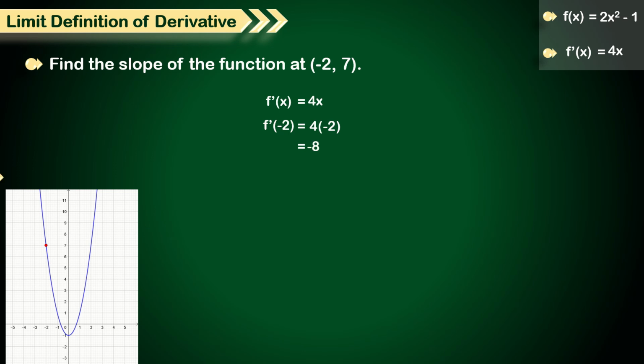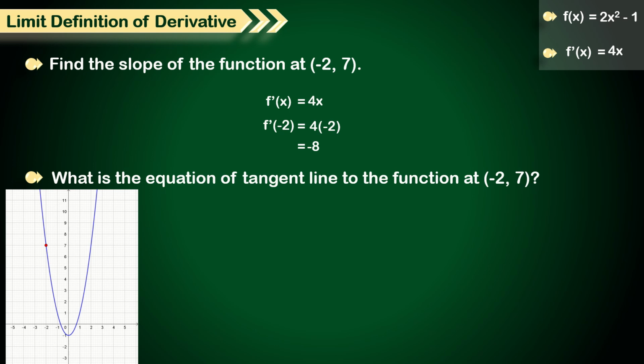In connection, what is the equation of the tangent line to the function at negative 2, 7? Like in the previous example, use point-slope form. In this example, y and x coordinates and slope are known. Substitute those to the equation. Y minus y coordinate, which is 7, is equal to the slope, which is negative 8, multiply to the difference of x and x coordinate, which is negative 2.